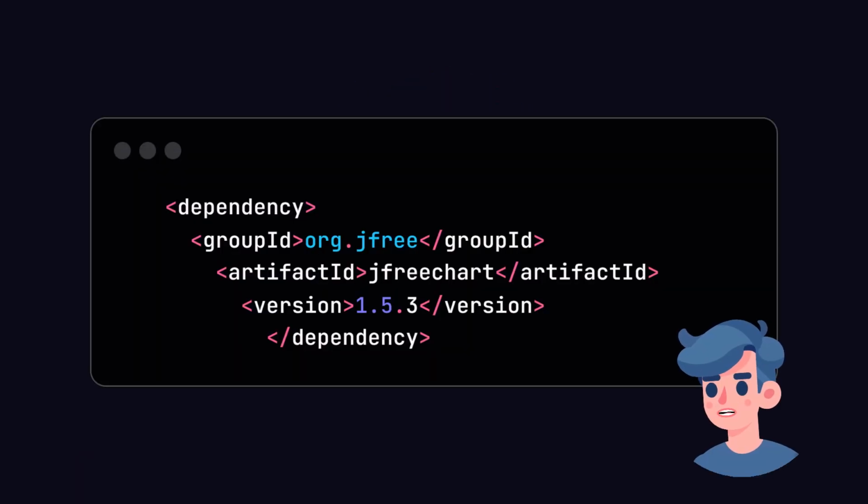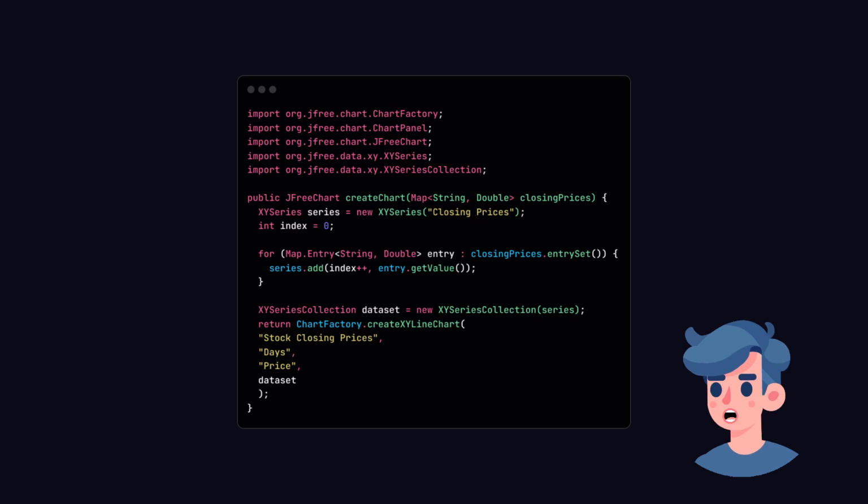Now let's visualize the closing prices using a popular visualization library for Java called JFreeChart. First, you'll need to add the JFreeChart dependency in your pom.xml. Once you've added the dependency, we can start visualizing our data. We will create a method called createChart that accepts the closing prices and generates a line chart.